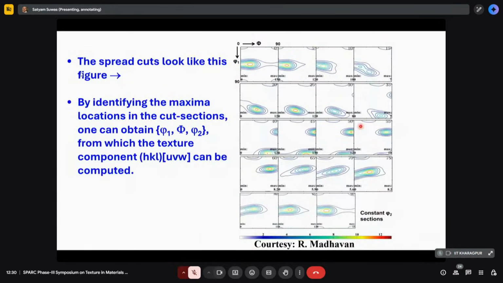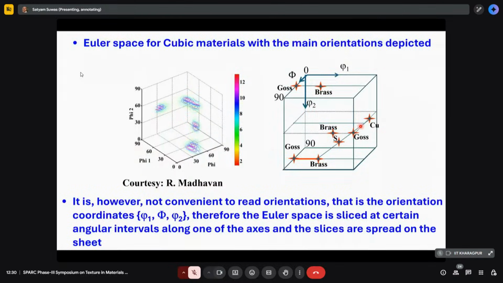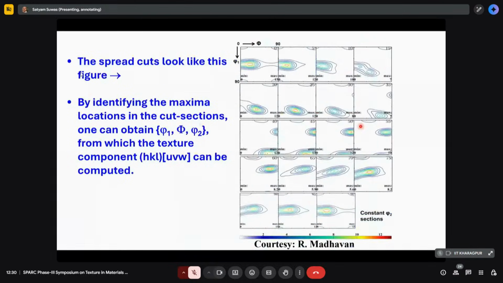You can match it with this, or for convenience, you can cut these sections of this three-dimensional body and spread them on your sheet, your screen, or a piece of paper, and then you can identify, okay, what is this maxima? This corresponds to, say, 45 degrees or 35 degrees of phi, and 45 degrees of phi 2, and then phi 1, and then you have phi 2 equals 0. So you get a set of three angles, and then you can say that, okay, this is the brass orientation.